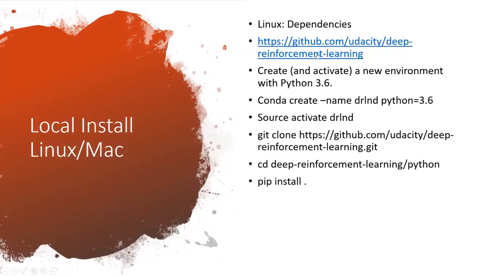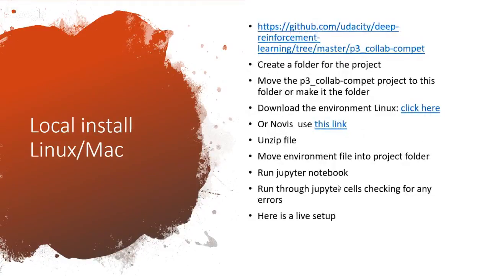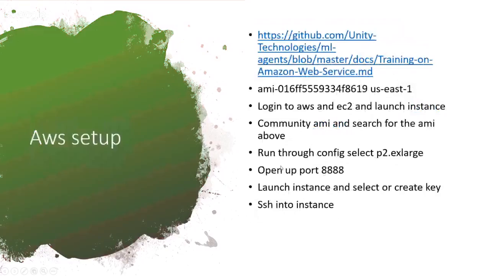So basically, go to the repo, create an environment, activate it, git clone the repo, cd into Python, and pip install, and it will just work. That should be absolutely all you need to do to get everything up and running. Basically here, same deal: you create the folder, move the project details, download the Linux environment or the Unity environment, unzip it, move the environment, run the Jupyter Notebook, and off you go.